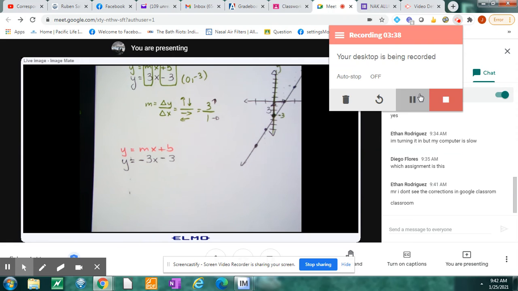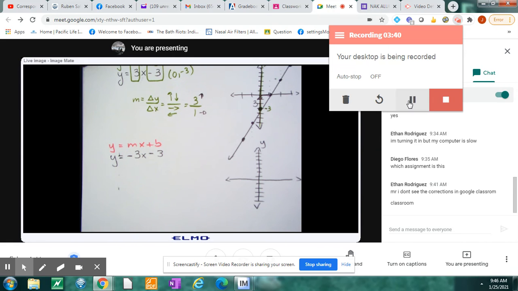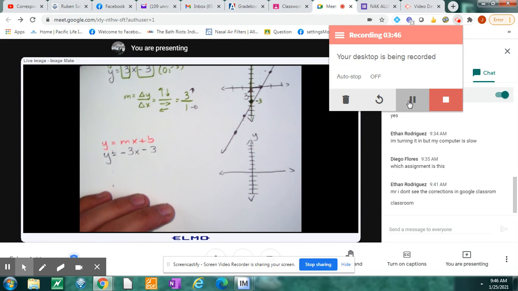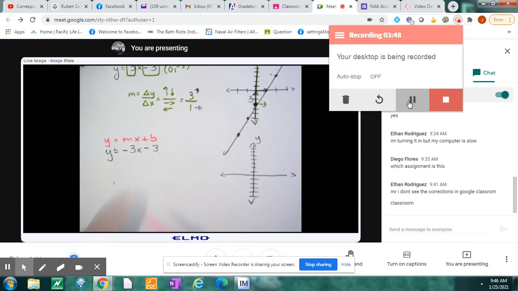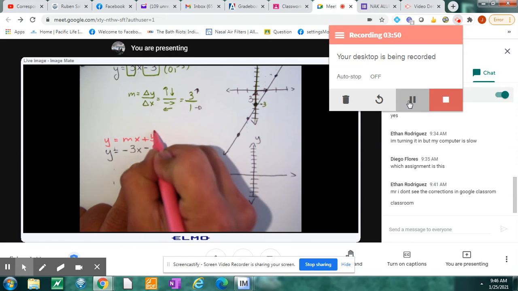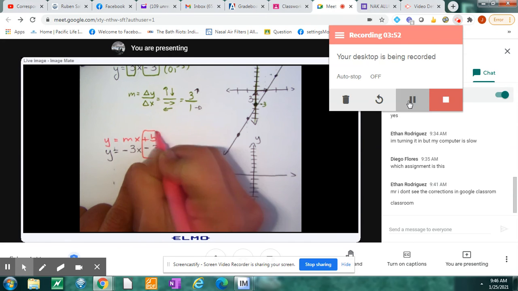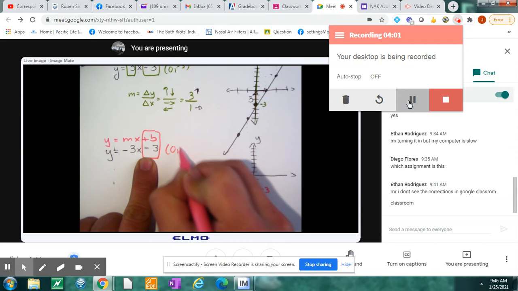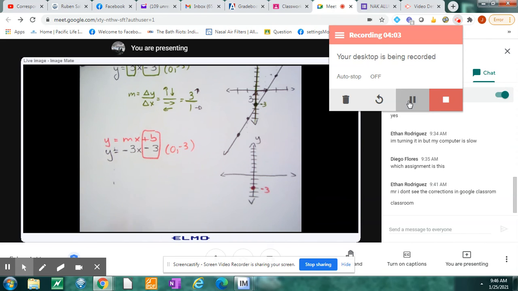Oh, wait, hold on. Let me go ahead and pause it. All right, so here we go. So now, what are we doing? So now, again, we're going to go ahead. Can we graph this? All right, so yeah, let's see. It's in that form. So negative 3, so where's negative 3? Negative 1, 2, 3, right here. Negative 3. So this is 0, comma, negative 3. All right, so far so good?